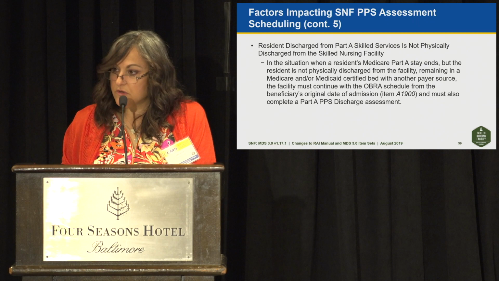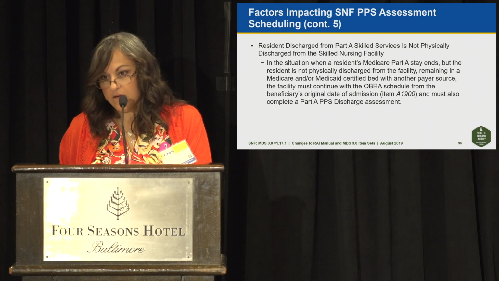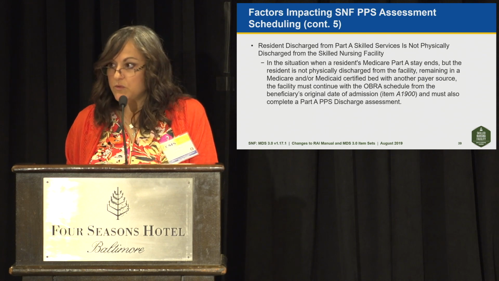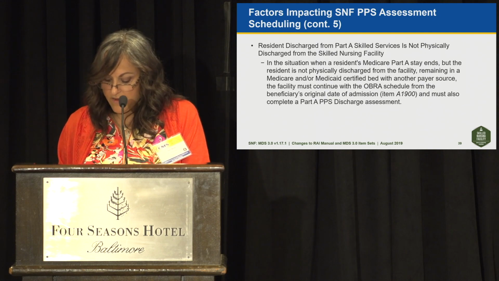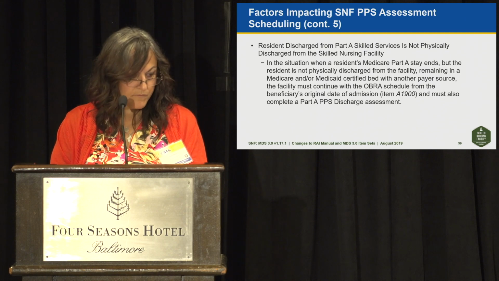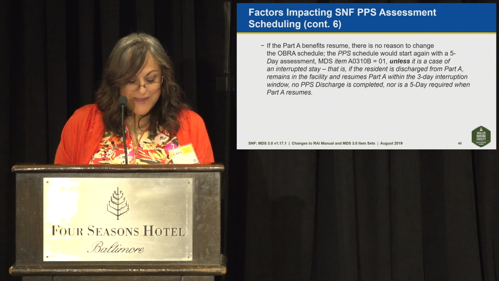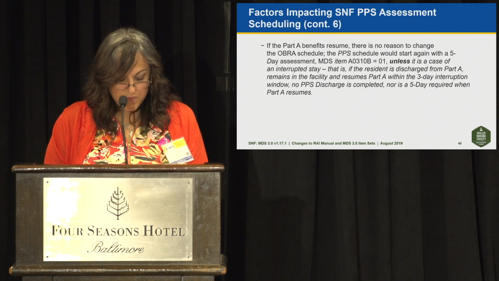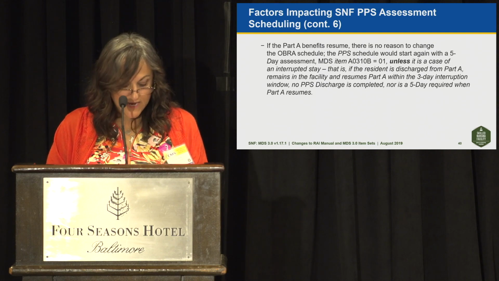In the situation where a resident's Part A stay ends, but the resident remains in the facility in a Medicare and/or Medicaid certified bed with another payer source, the facility must continue with the OBRA schedule from the date of admission, so that's A1900, and they would need to complete a Part A PPS discharge. If Part A benefits resume again, there's no reason to change the OBRA schedule, right? The PPS schedule would start again with the 5-day, unless it's the case of an interrupted stay.